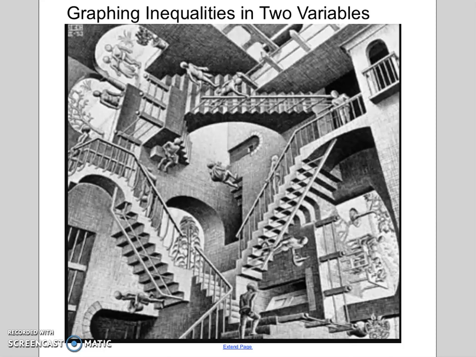To start us out today, we're looking at graphing inequalities in two variables. And this picture is by one of my favorite artists, M.C. Escher. This picture is called Relativity. You've got people going up and down the same staircase in vastly different ways and vastly different angles, and the downward is very relative to each of these people in this image.